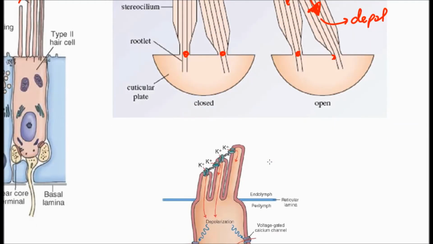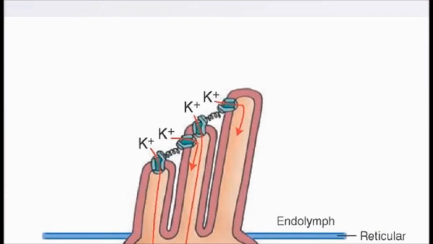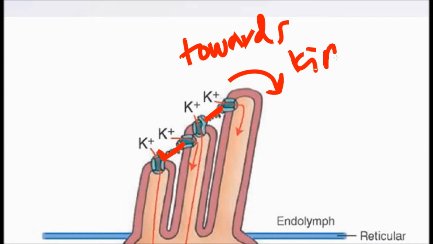So there's another diagram showing the same mechanisms. There are mechanically gated channels, and there's a tip link that's connecting the gate to the next adjacent stereocilia, the tallest stereocilia, and so is this case. So when there's the rotation towards the kinocilium, what will happen is it will cause depolarization because of this influx of positive ions into the hair cell.